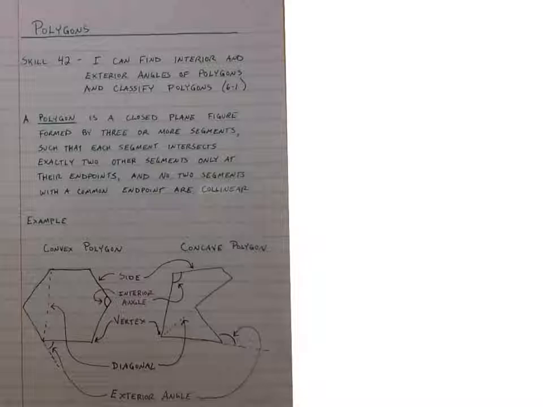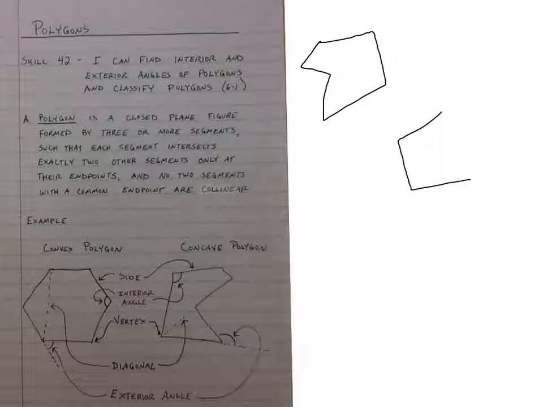So the first piece we need to know is, what is a polygon? A polygon is a closed plane figure formed by 3 or more segments, such that each segment intersects exactly 2 other segments only at their endpoints, and no 2 segments with a common endpoint are collinear. This is the textbook definition for polygon and is kind of wordy.